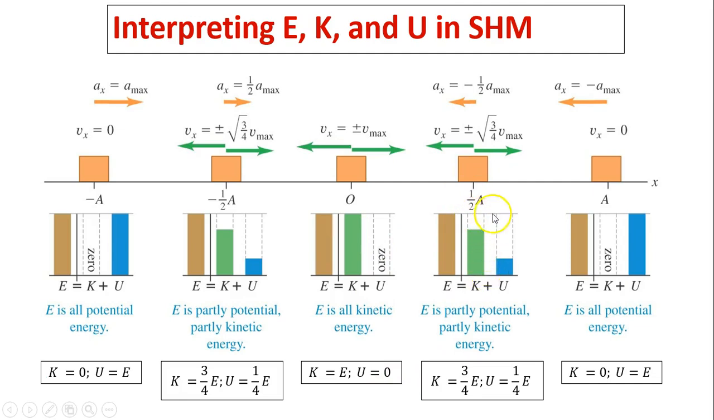And again, at positive 1/2 A, in this case, K is still 3/4 of the total energy. You have the same energy situation as when x equals negative 1/2 A. Similarly, at the positive A position, the energy situation is the same as at the negative A position.